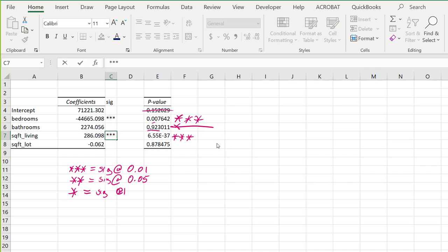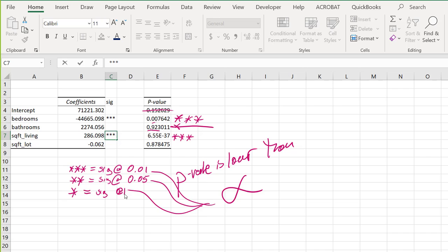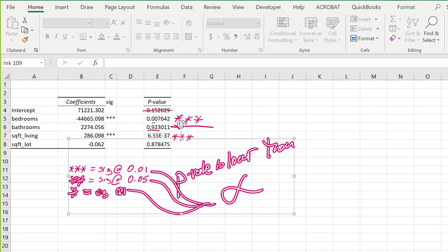Again, I'm asking whether my p-value is lower than alpha, and I'm asking that 3 times: 0.01, 0.05, 0.10. Okay? My square foot lot, not significant. Now which is the biggest p-value? It's bathrooms. So now I'm good on this table.